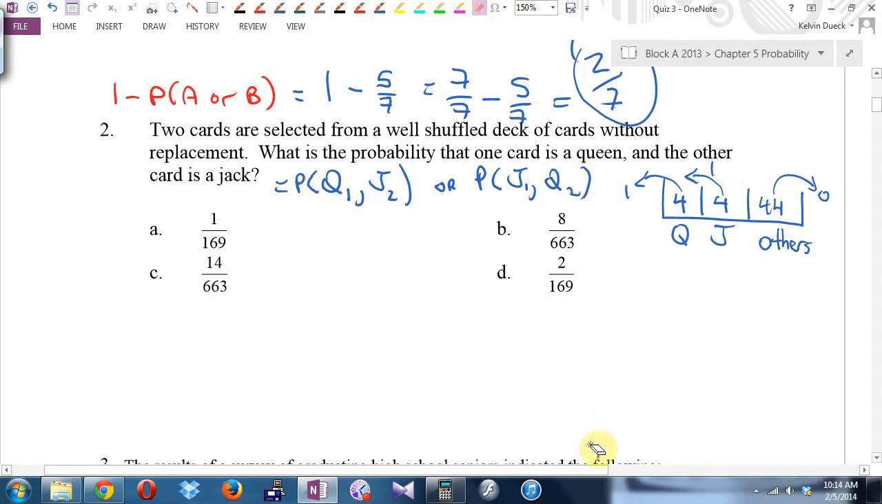Here, since they didn't give me a specific order, I have to take into account both possibilities. I can do it this way, or I can say, how many queens are there? 4 out of 52. And how many jacks are there? 4 out of only 51 cards left, because I've already picked a queen. Or how many jacks are there? 4 out of 52. And how many queens are there? 4 out of 51. Either of those methods works.